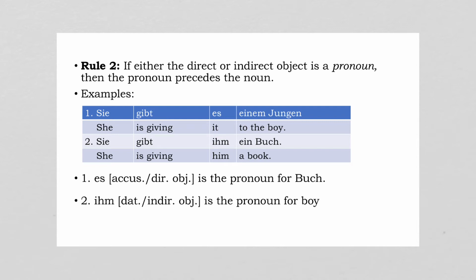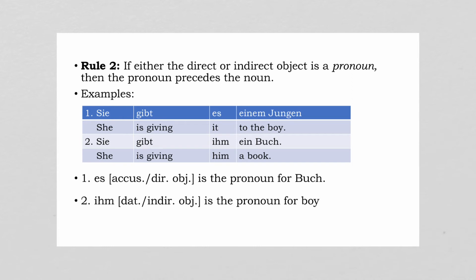So, and it's in the accusative case, okay? So es is accusative. It's the direct object. It's the pronoun for Buch, all right? So you see it comes before einem Jungen, okay? So here, the direct object is preceding the indirect object, okay? But the key in terms of the rule is that if you have either the indirect object or direct object, if they happen to be a pronoun, then the pronoun precedes the noun, and that's what's happening here. Es is coming before einem Jungen.